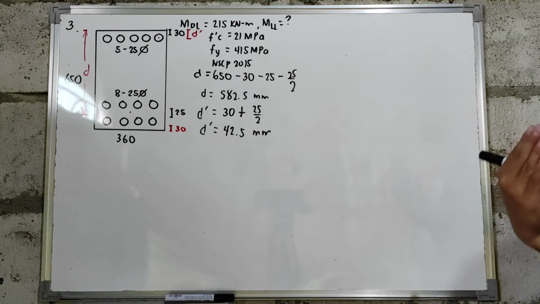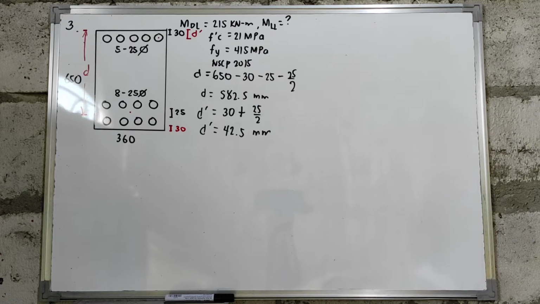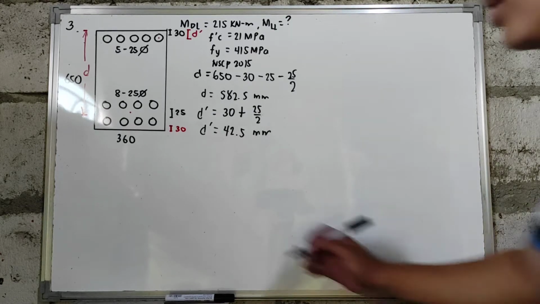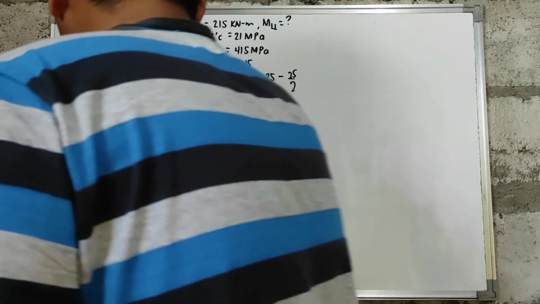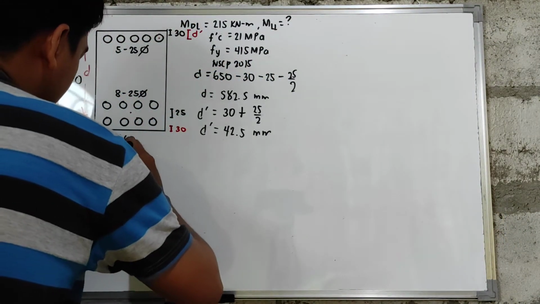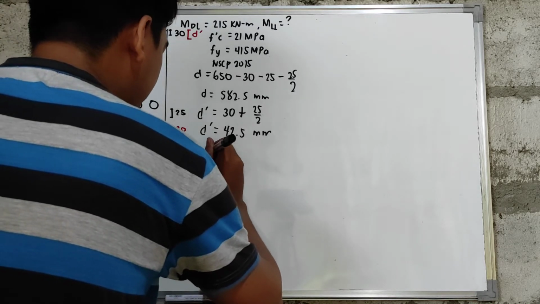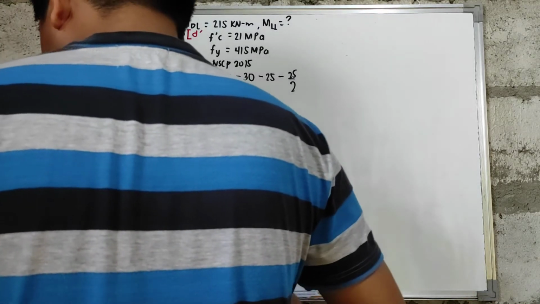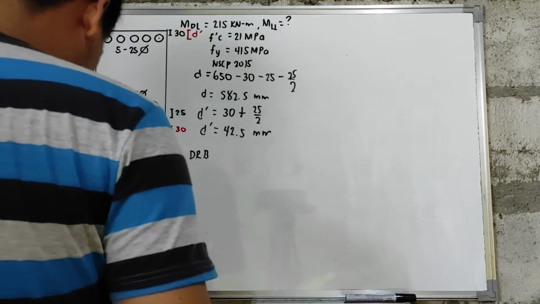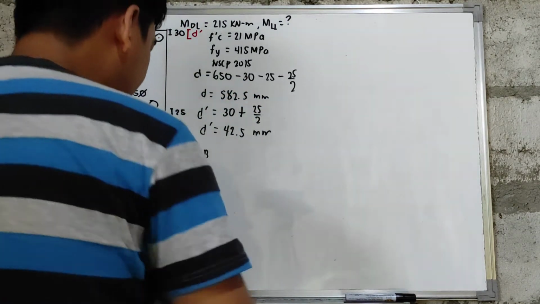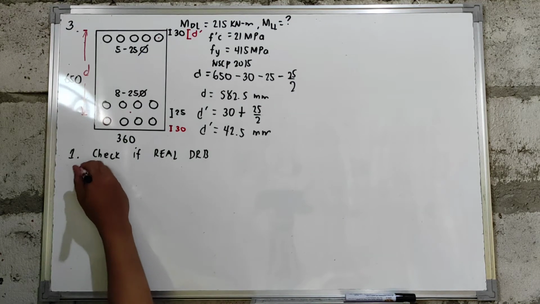So, after nating makakompute yung effective depth at saka yung D prime natin, let us now proceed to step number 1. And what is your step number 1? We are going to check kung totoo bang DRB yung sinosolve natin na biga. So, first step, check if real DRB. Sir, paano po natin i-check yan? So, we can check that by means of computing for the value of your rho actual.